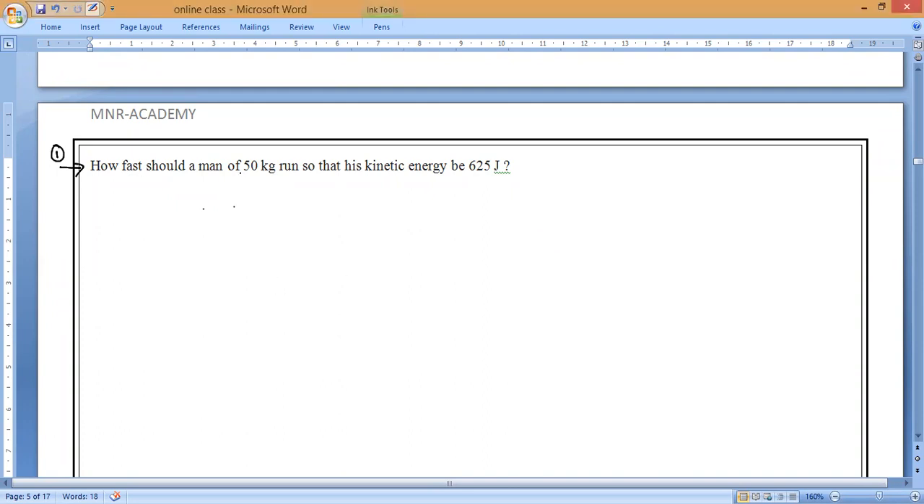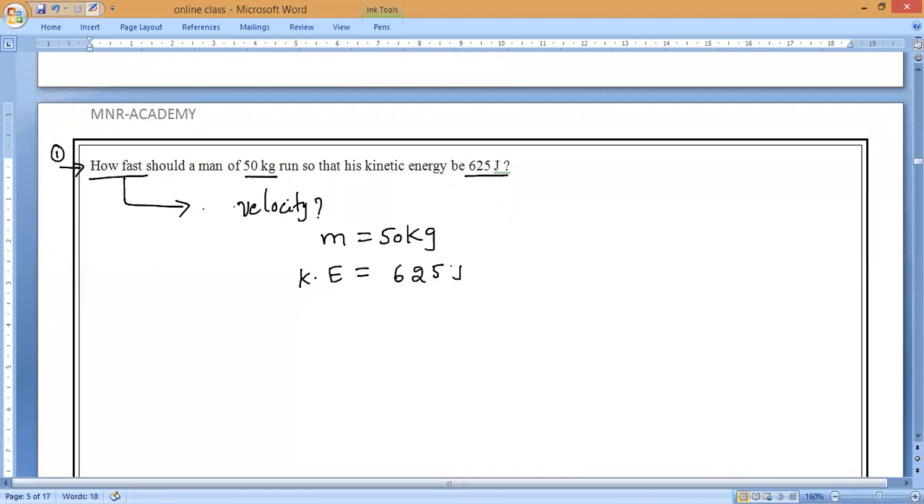How fast should a man of 50 kg run so that his kinetic energy be 625 joules? So they have given two things. How fast are they asking? How fast means what we have to find? Velocity. We have to find velocity. Is it yes or no? So now they have given mass. So mass is equal to 50 kilogram and energy E, which energy is it? Kinetic energy is equal to 625 joules.